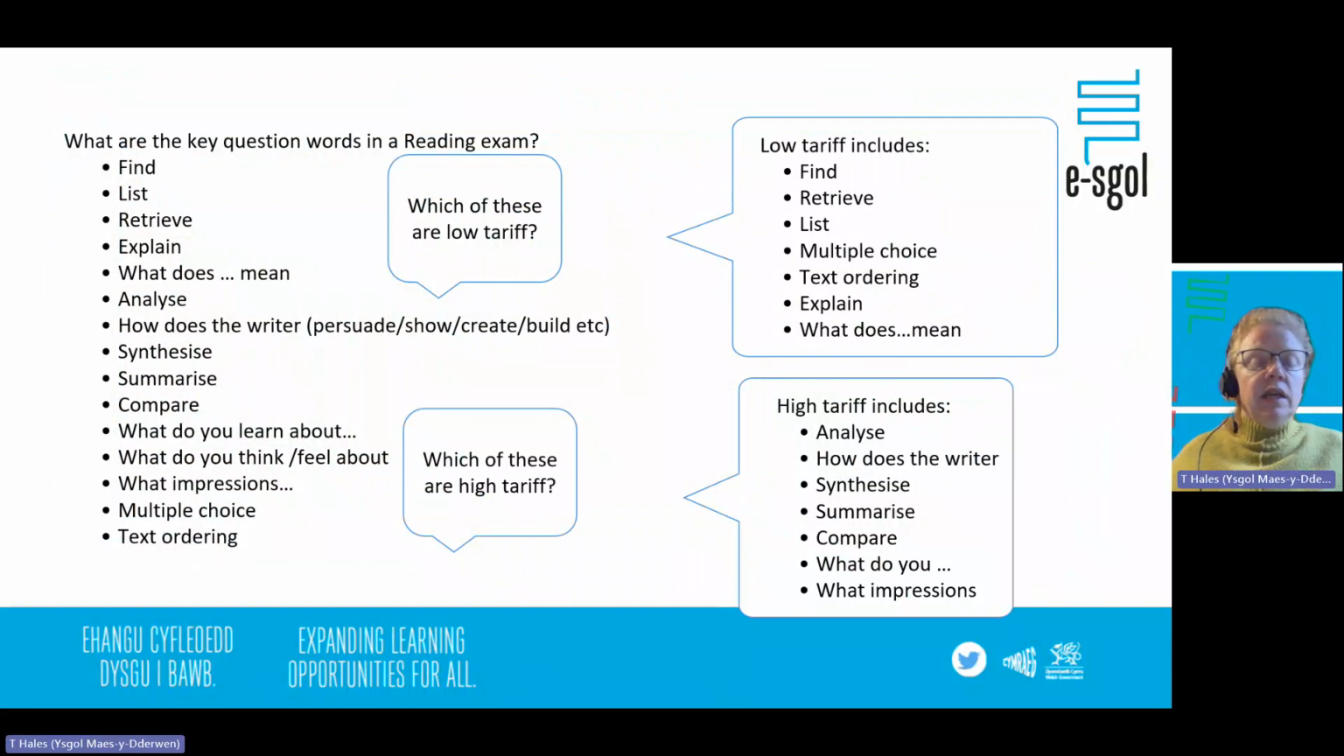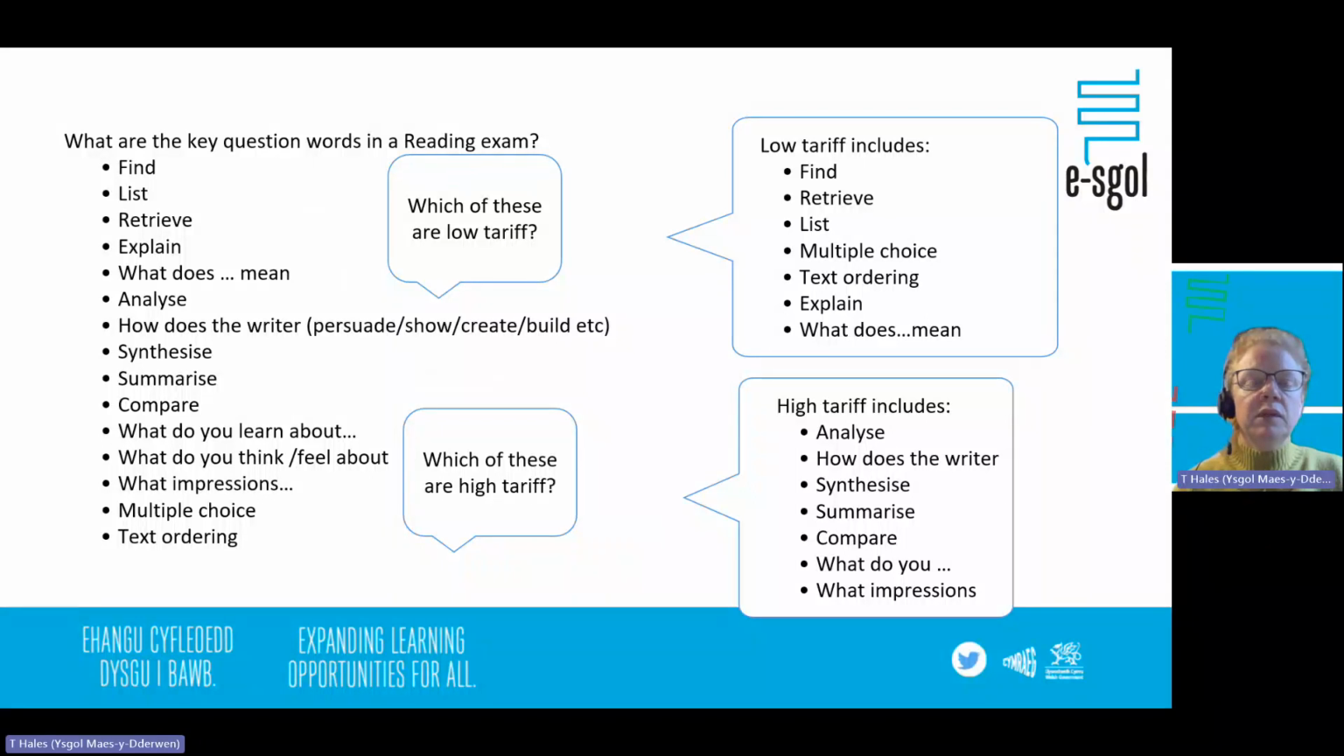So again, here are the keywords for a reading exam. And what I would say to you with these ones, have a think. Can you classify these into low tariff and high tariff questions? Can you split these up and work out which ones are going to be the low mark questions, the 1 mark, the 2 mark questions, and which ones are going to be the 5, 8, 10 mark questions? Can you work out which one's which, and therefore do you know what is required of you in the exam?